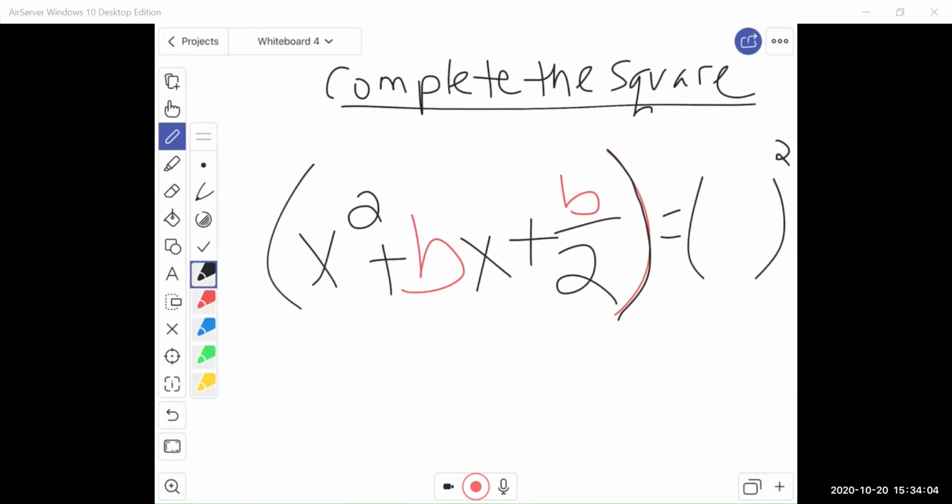And that binomial is actually going to be x plus that middle term b divided by 2. So completing the square means that I can write a trinomial quadratic as a binomial squared. So let's see how we're going to go about doing that.